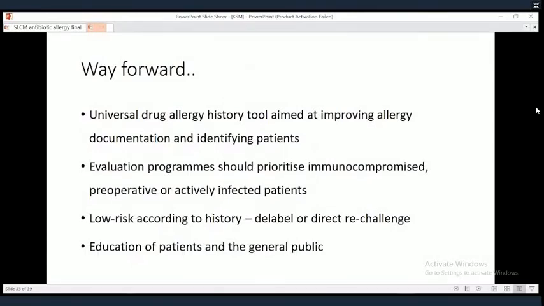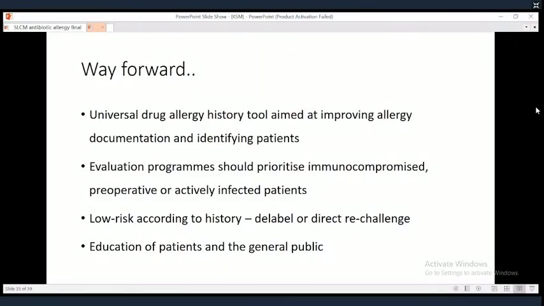So what should we do in the future? I think all of us should have a universal drug allergy history tool aimed at improving allergy documentation and identifying patients. What actually prevents us from confirming or excluding an allergy most of the time is the absence of a proper drug allergy history. So if there is a universal tool that is available that can improve diagnosis, then your evaluation programs, now we can't evaluate all the patients that complain that they are allergic to various antibiotics.